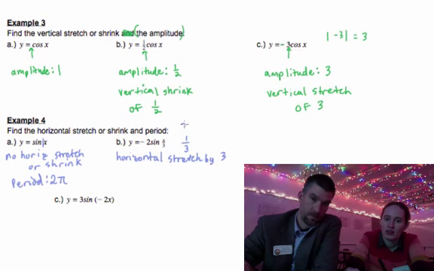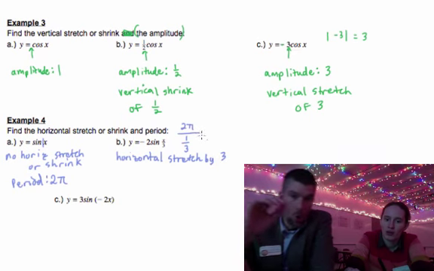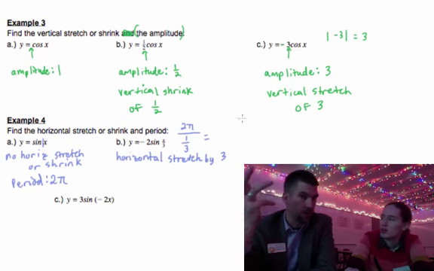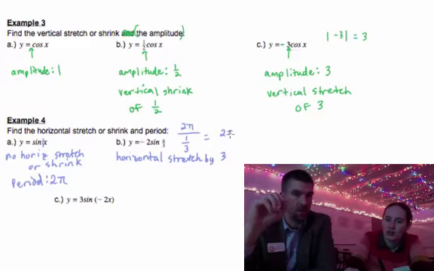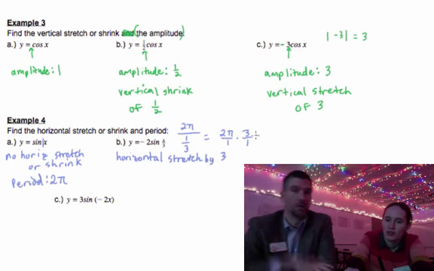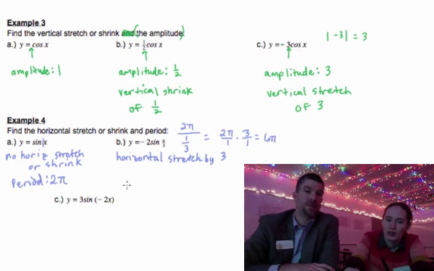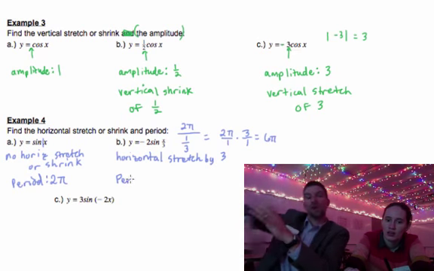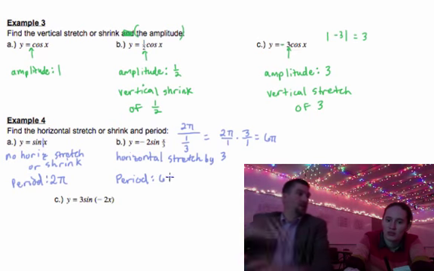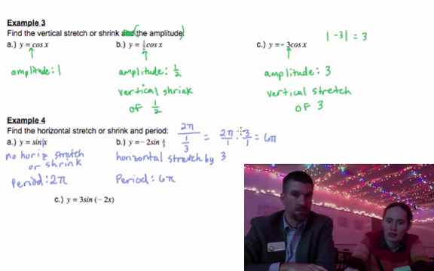The period is 2 pi over 1/3. Rewind back to like 5th grade: when you divide by a fraction, you have to multiply by its reciprocal. So this is 6 pi. It's going to take 6 pi units to completely go through one whole cycle, rinse and repeat. The period is 6 pi.